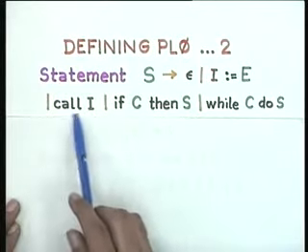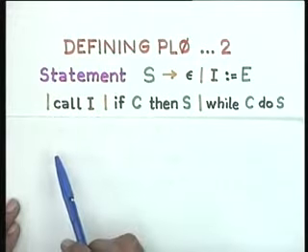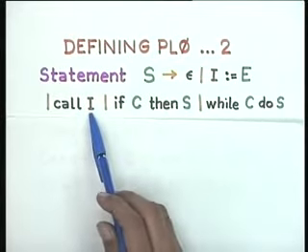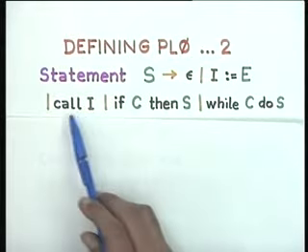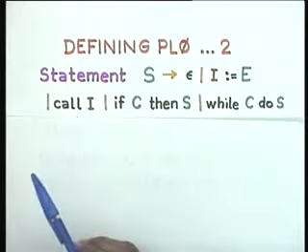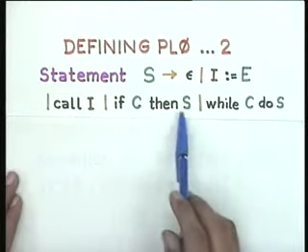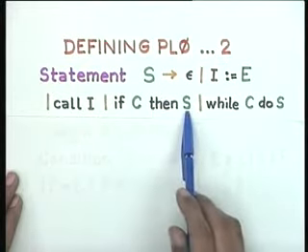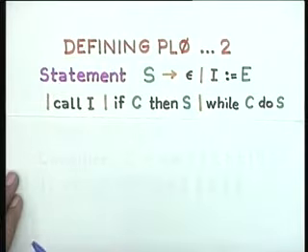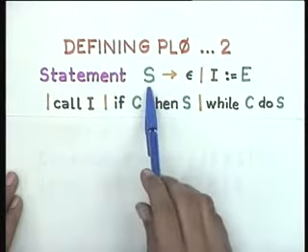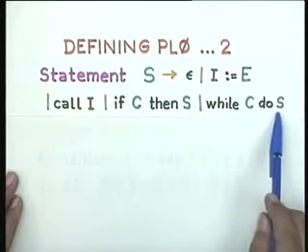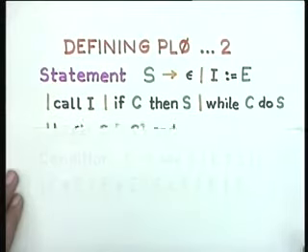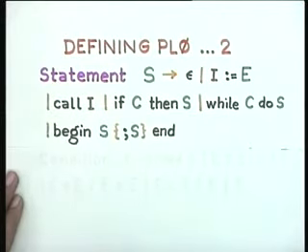Then you have an explicit procedure call statement. You can call an identifier, and the implicit meaning is that this identifier should have been declared as a procedure, otherwise you cannot use call. Call is a reserved word. You have the one arm conditional, which is if a condition then a statement. This whole thing is a single statement. You have the looping construct, which is just as in Pascal, and you have compound statements.